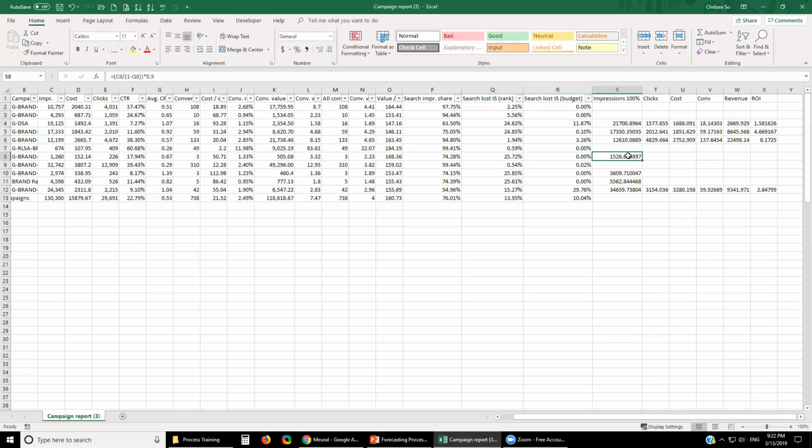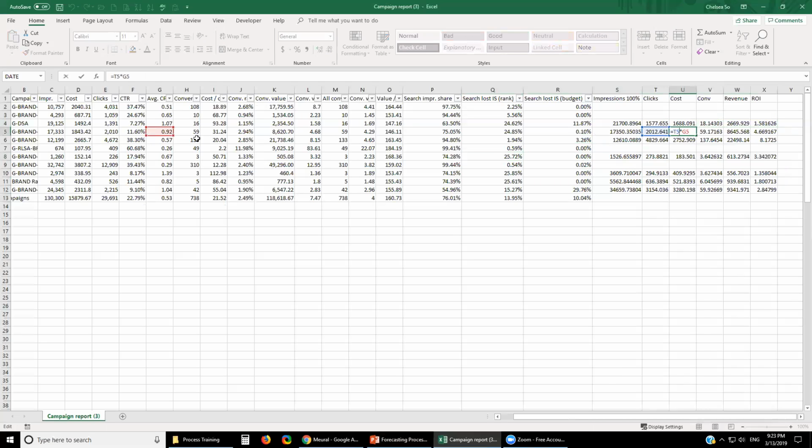So now I'm at 90% search impression share because I'm lost due to rank, and then I'm going to do the exact same thing. I'm going to calculate it here, but I have to add my 10% to my cost. So this, I'm just kind of doing a shortcut here. So here, I need to take this number and I'm going to add 10%. So how I do that is I multiply it by 1.1.